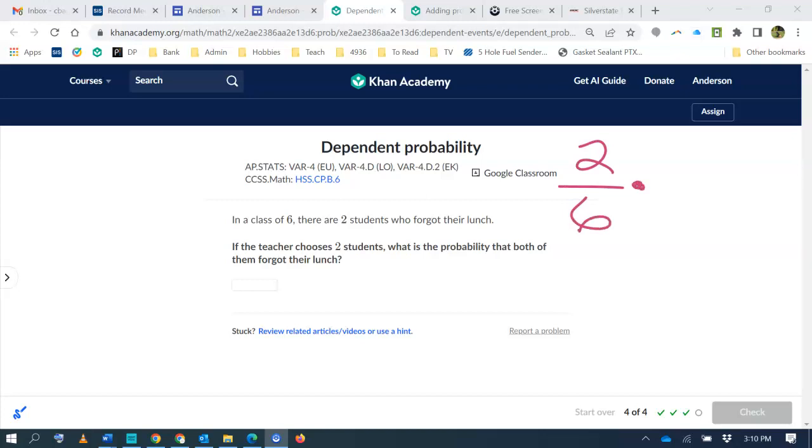We're going to multiply that by what is left over. There's only 1 student who forgot their lunch left over out of a possible 5. And now we do some quick math. 2 times 1 is 2. And 6 times 5 is 30, for 2 over 30.